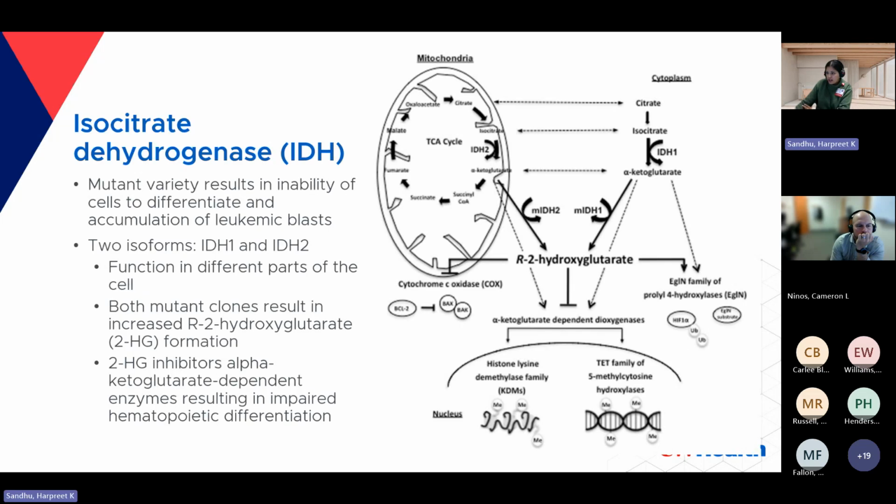So IDH is isocitrate dehydrogenase. The mutant variety results in the inability of the cells to differentiate, and then you get accumulation of leukemic blasts. There are two isoforms of this, IDH1 and IDH2, and they both function in different parts of the cell, so the mitochondria or the cytoplasm. But both mutant clones result in increased R-2-hydroxyglutarate formation, and the R-2-hydroxyglutarate inhibits alpha-ketoglutarate dependent enzymes, which then results in impaired differentiation.